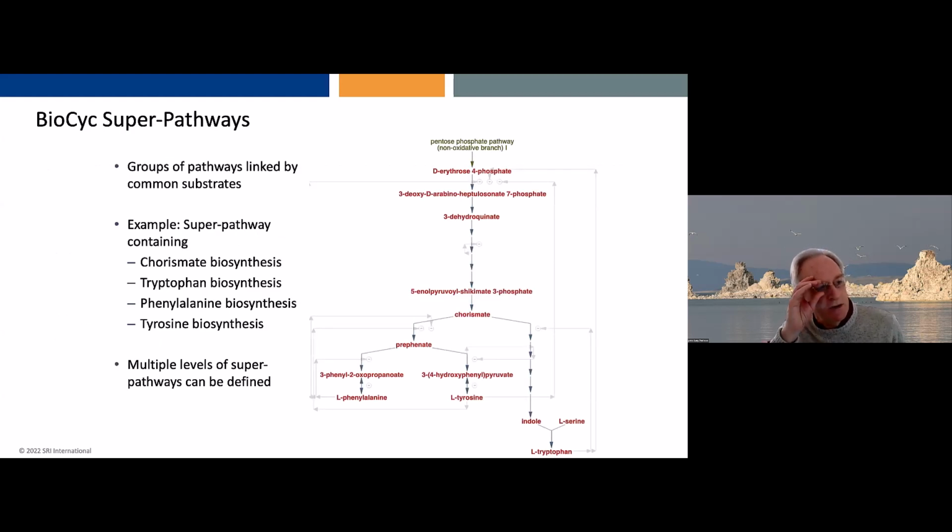We also have a notion of super pathways in BioCyc, which are groups of pathways linked together by common substrates. For example, this overall pathway is called the super pathway. Well, I'm sorry, I'm not sure the exact name, but it is a super pathway that contains biosynthesis of chorismate from erythrose 4-phosphate, and then biosynthesis from chorismate of phenylalanine, tyrosine, and tryptophan. So this one pathway can be shown on your screen, and you can also navigate to its subpathways. And you can define multiple levels of super pathways in BioCyc.